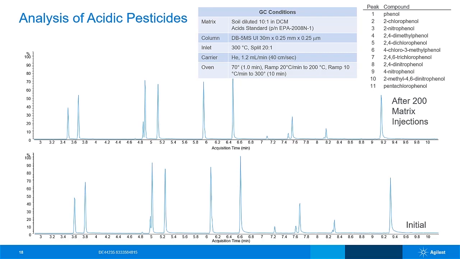You can see again the out-of-the-box GC column, and after 200 matrix injections, look how we can keep the consistency in retention time and inertness for this column. Again, very important for your day-to-day use of the column and to extend column lifetime for this type of challenging analysis.